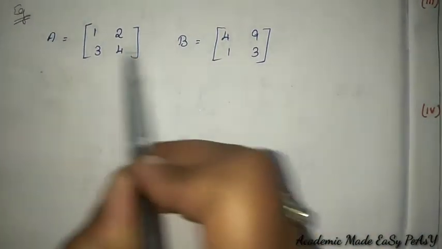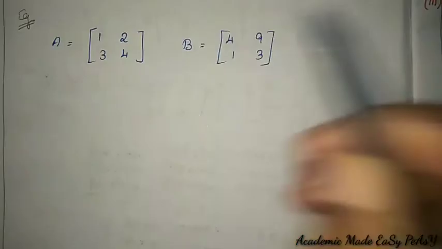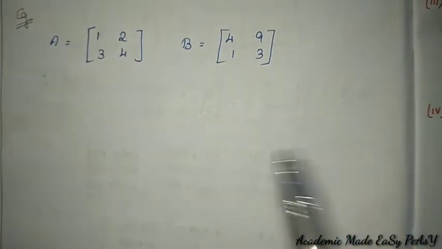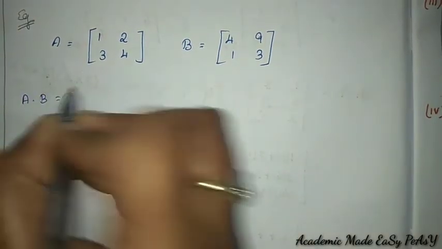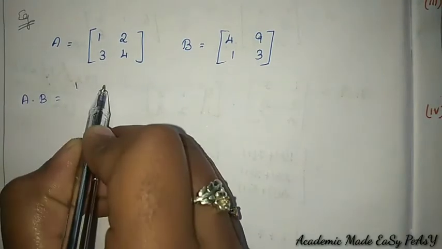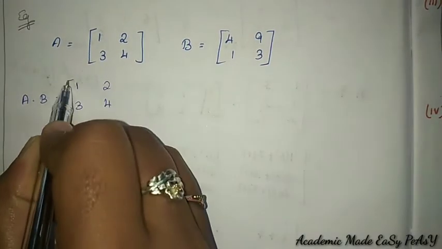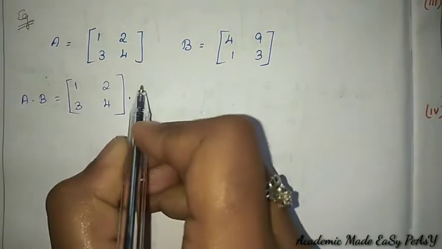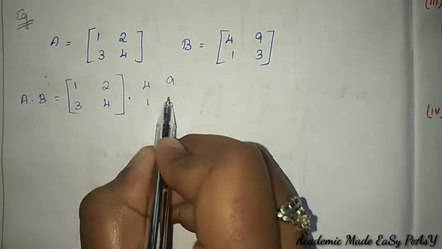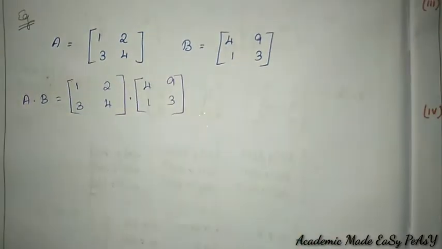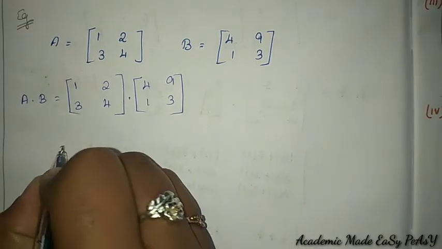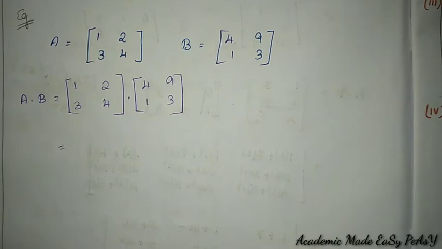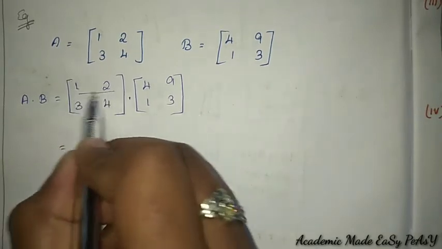For example, consider these two matrices A and B. So now I will do A into B, then we'll go for B into A. First I will go with A into B. First I will write 1, 2, 3, 4, which is matrix A, and next I will write matrix B, which is 4, 9, 1 and 3. So this is a square matrix, so I will get a 2 by 2 matrix only. Since I have already taught you in the previous topics, I am doing it a little fast.